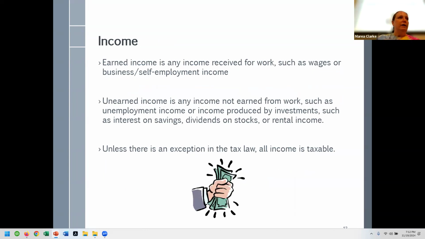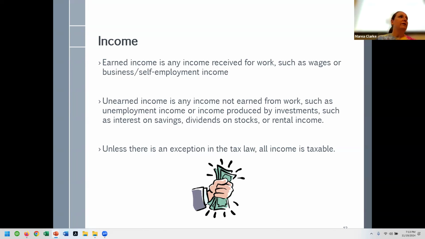All right, earned income is income that you receive for work, such as wages, or if you have your own business and you sell goods or you sell your services. Unearned income is income where you don't have to do anything to earn it, such as interest, dividends, stock sales. If you had a rental property, right, those people give you money. It doesn't matter if you sleep in all day, you're going to still get the same amount of money.